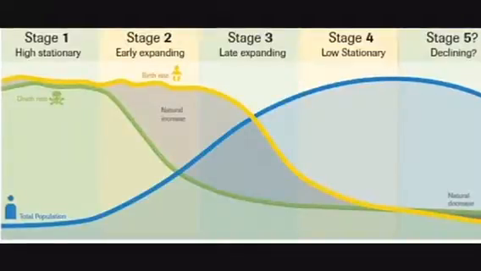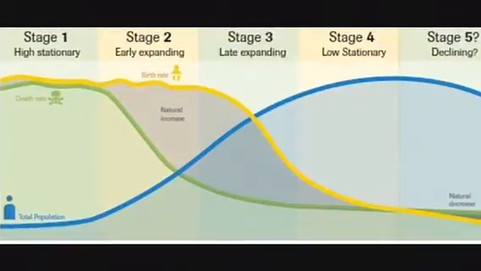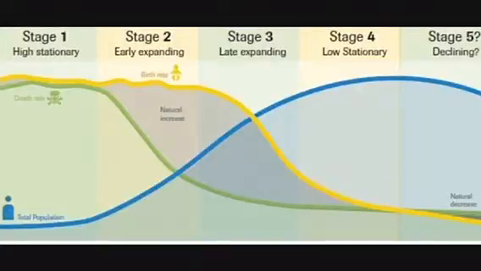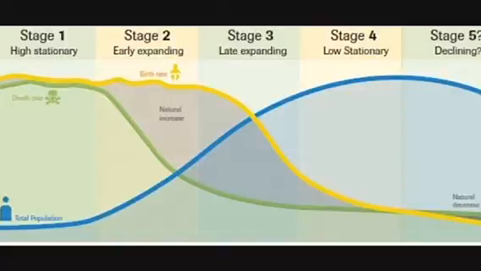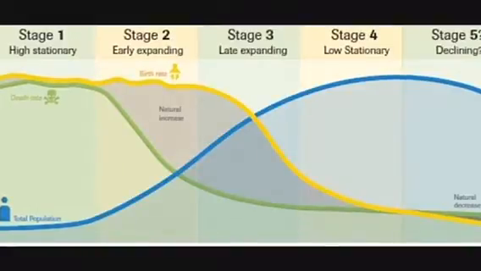The birth rate is declining, the death rate is declining, and the population has less of a change. The fourth stage is the post-industrial. There's a low birth rate and a low death rate, so therefore there is zero growth.